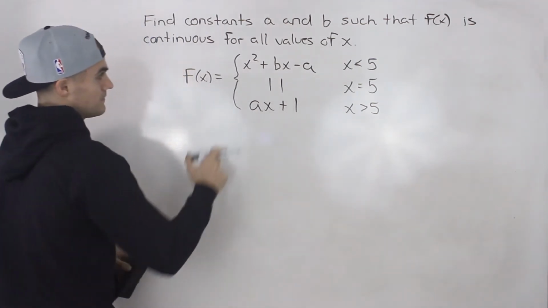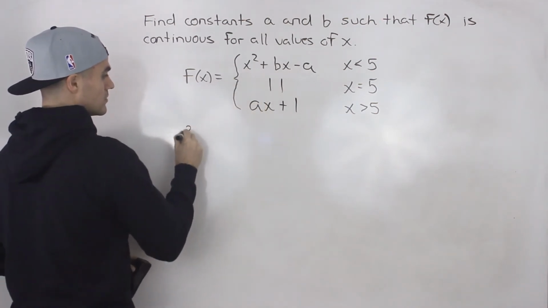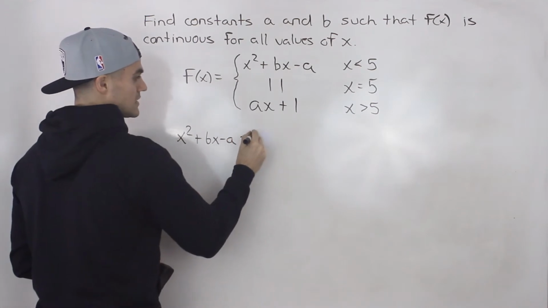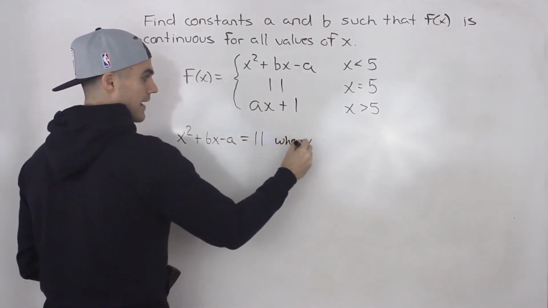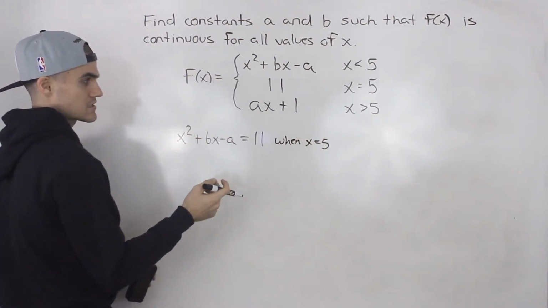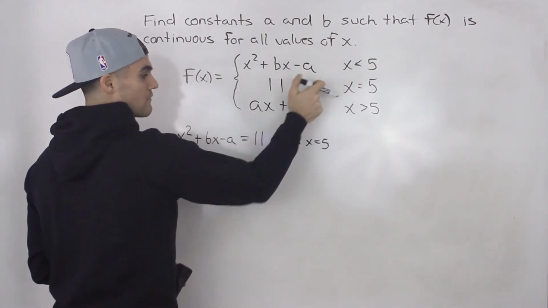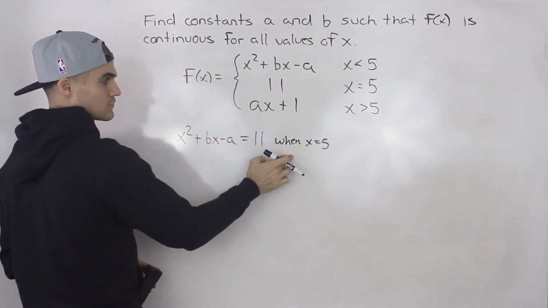So basically, this function, x squared plus bx minus a, has to equal 11 when x is 5, if this function is going to be continuous. Because in order for the function to be continuous, at these meeting points, the y values have to be equal. So this has to equal that when x is equal to 5.